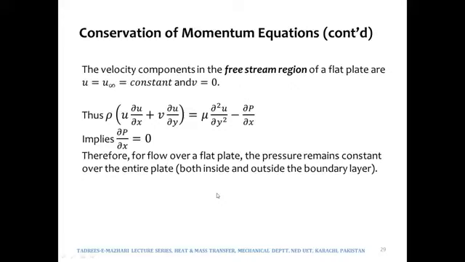The pressure does not change in the flow direction because of those things that we have just discussed, that u is constant, so therefore ∂u/∂x would become 0, and v is itself 0 in the free stream region. So therefore the left hand side would be 0, and u does not change in y because we are outside the boundary layer, not inside it, so u will not change in the y direction. So therefore its derivative will also be 0, and therefore ∂p/∂x would become 0. It means that pressure does not change in the x direction. It means that pressure remains the same in the flow direction over the entire plate.